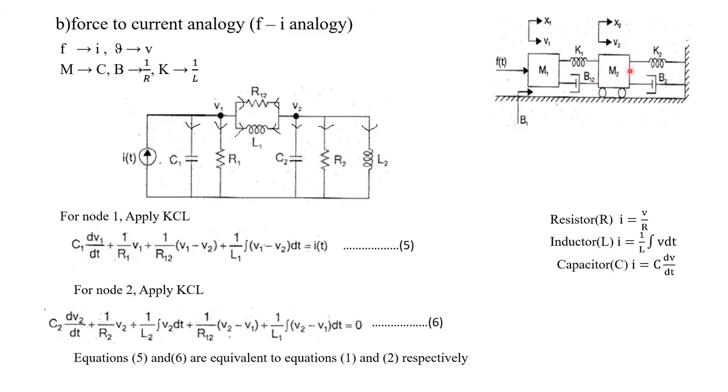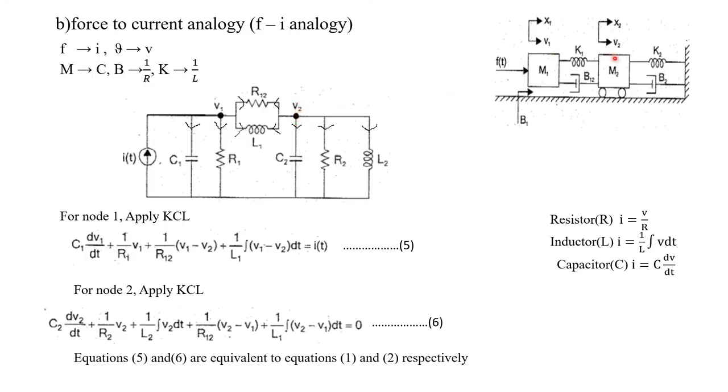Then what are the opposing forces? Its own opposing force due to M. So M is equated to C. So for M2, it will be C2. So for mass M2, we have to connect this capacitor C2 at the node V2.